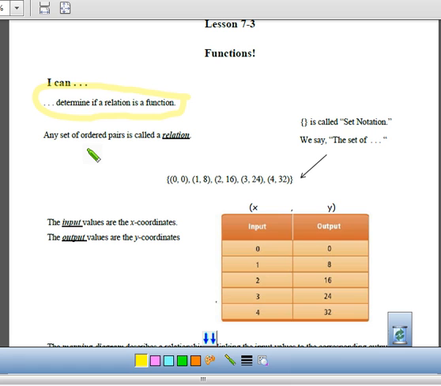So the first term that we're going to talk about is a relation. Any set of ordered pairs is called a relation. Okay? We've already been working with ordered pairs and plotting them and getting them from tables and things like that. We're also going to be talking about set notation, and they have these curly brackets on the end, and then all you have to do is list your ordered pairs.